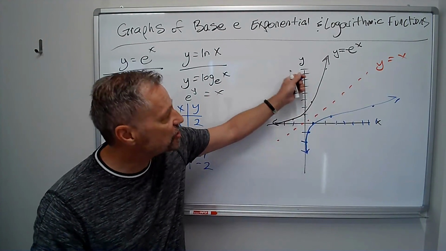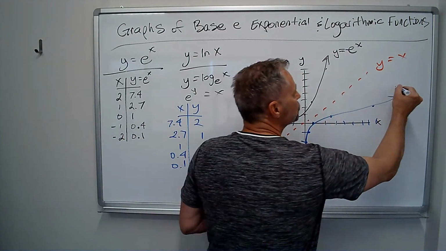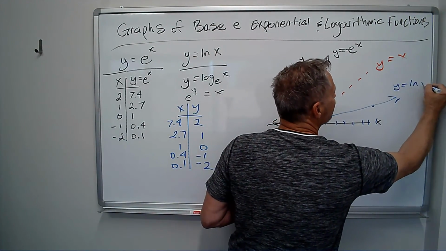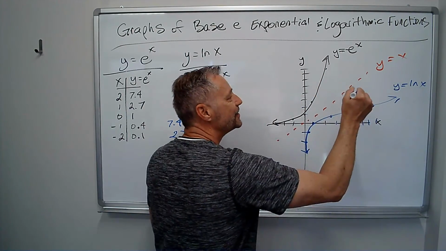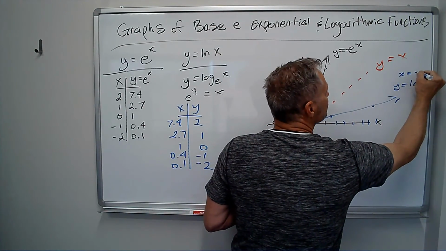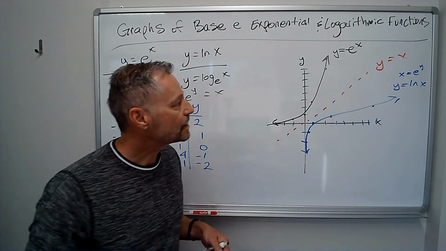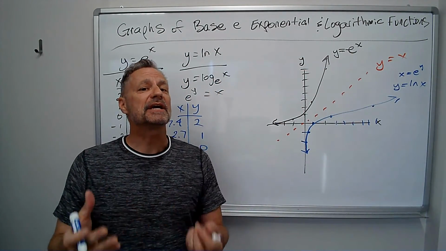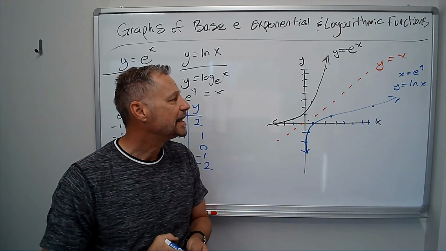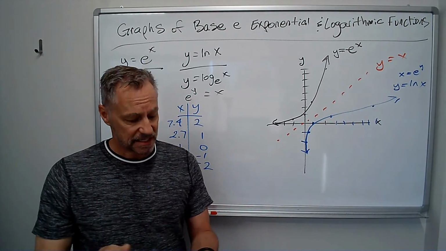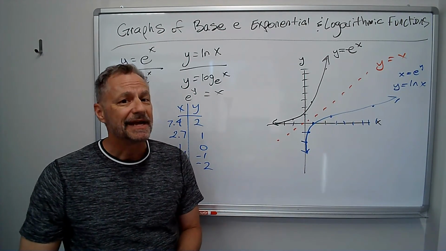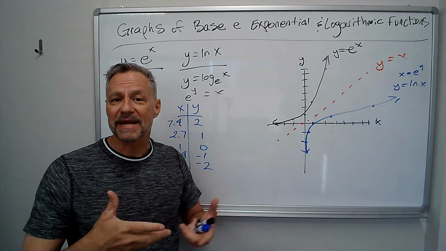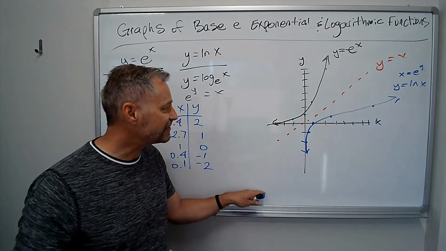it's a reflection across that line y equals x. So this is the graph y equals ln of x. Or again, that's just x equals e to the y. Okay, so those are my graphs. The exponential graph looks like the typical exponential graph we're used to, and ln of x looks like the typical ln graph we're used to. It's just got a different base, the base of e, or about 2.7.